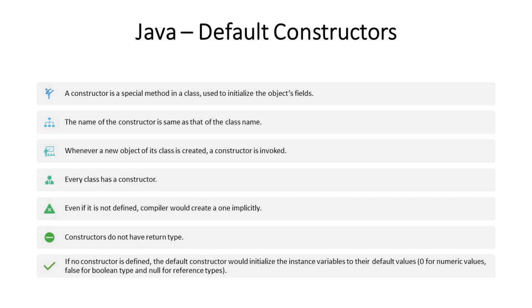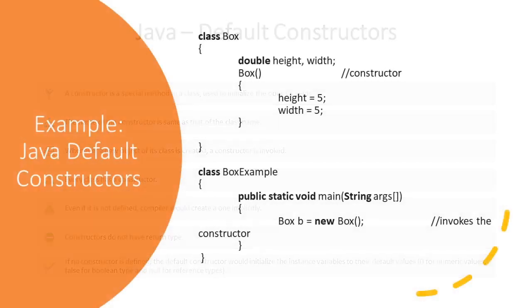Another thing is there are two types of constructors. One is the default constructor and the other is the parameterized constructor. So let us see an example of a default constructor. This is a program of a default constructor. Here the constructor is defined in the class, which initializes the values of variables height and width to 5 units. In this program, the new Box statement, while creating the object, is calling the Box constructor.